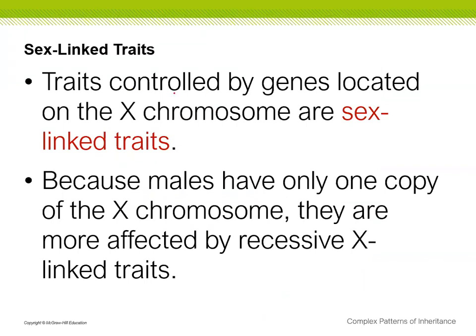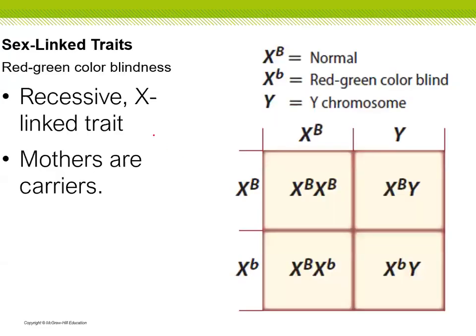There are also sex-linked traits. These are traits controlled by genes located on the X chromosome. Again, this is what I was talking about earlier. Because males only have one copy of the X chromosome, they are more affected by recessive X-linked traits. If we're looking at color blindness specifically, color blindness is an X chromosome trait, and it is a recessive trait.